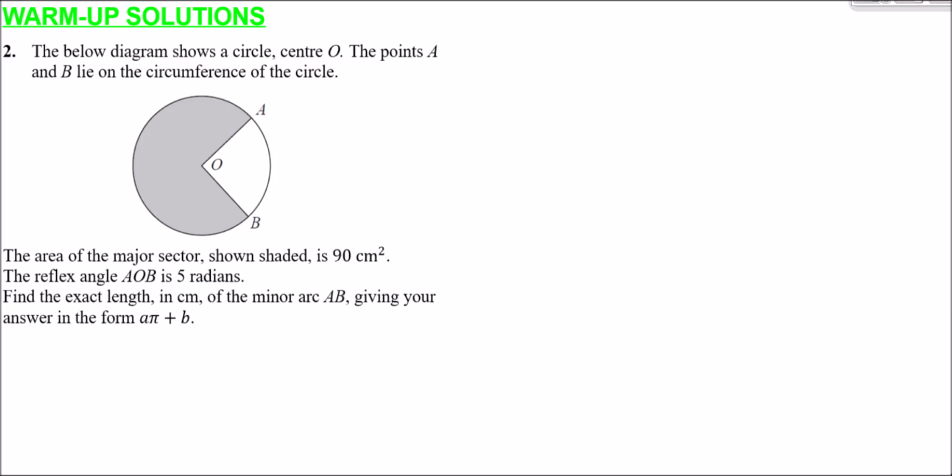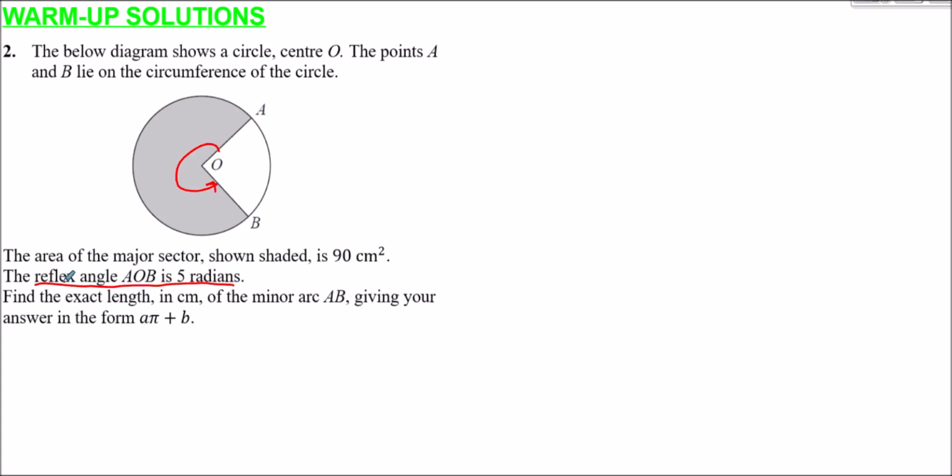So for question 2, we have a diagram of a circle centre O. Points A and B are on the circumference like shown, and the area of the major sector, which is shaded, is 90 squared centimetres. So the shaded area is all of this, obviously. The reflex angle, in case you've somehow forgotten, which I very much doubt, just means the larger angle, which is more than 180 degrees. So this here is 5 radians.